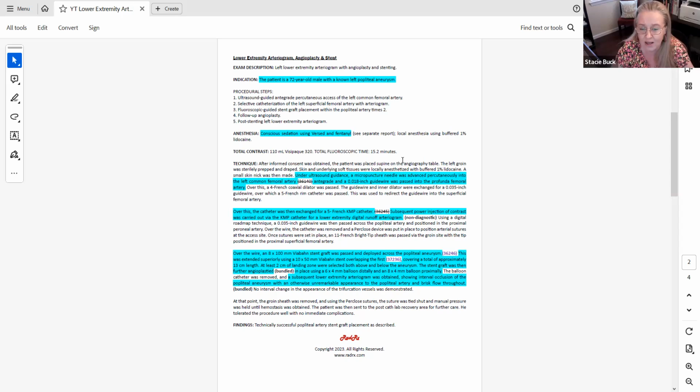Also, the difference in coding that occurs on a 37236 versus a 37226 is that with a 37236, we will report the catheterization code separately. However, if this had been a 37226, then the catheter work would be bundled. So always paying attention to that clinical indication is going to be key.